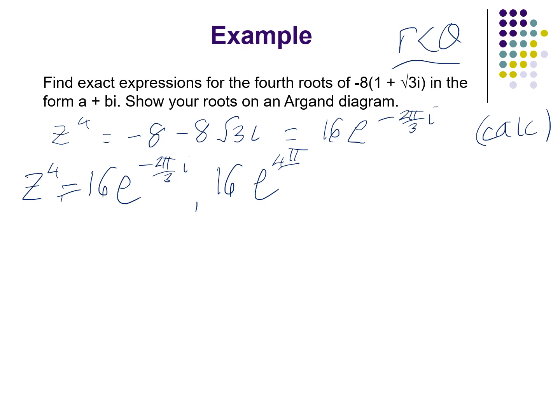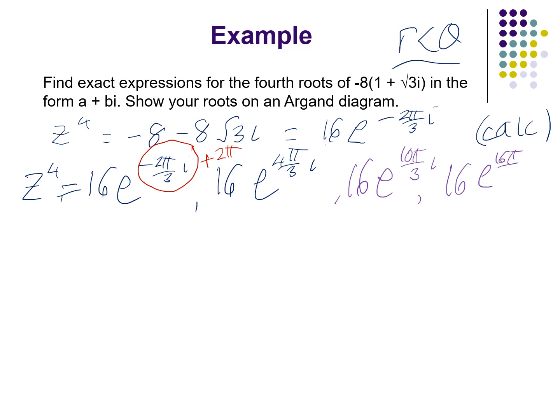So if I add 2 pi, remember what you're adding 2 pi to. You're adding 2 pi to this to get your next one. So that gives you your 4 pi by 3. That gives you 10 pi by 3. Okay, so I'm adding another 2 pi, one more. 16 pi by 3. What do I do now?